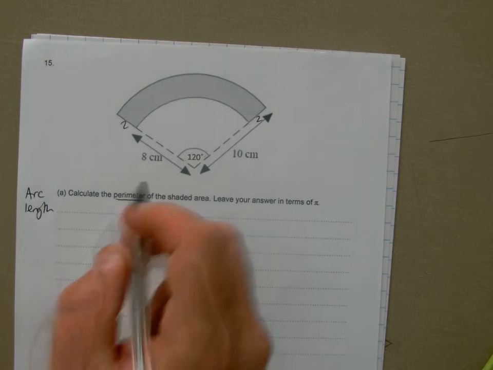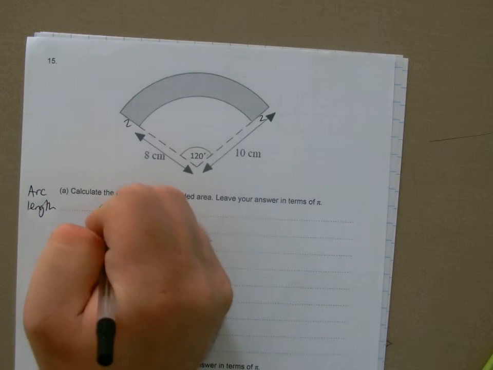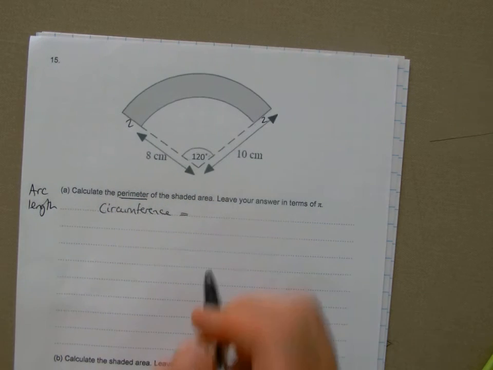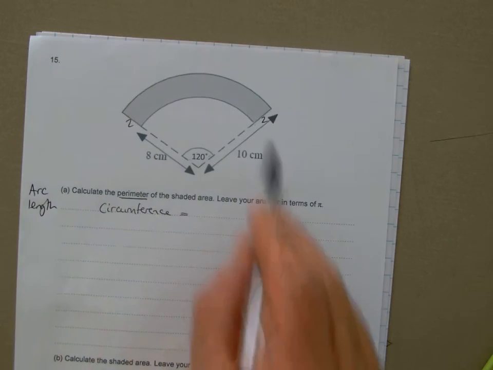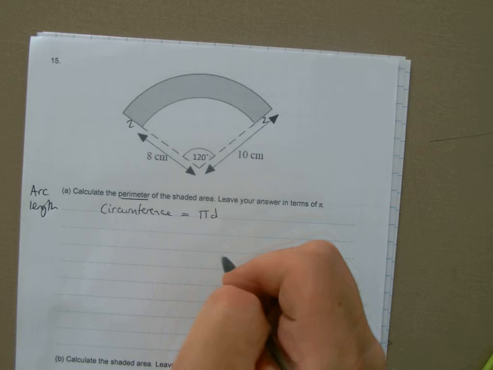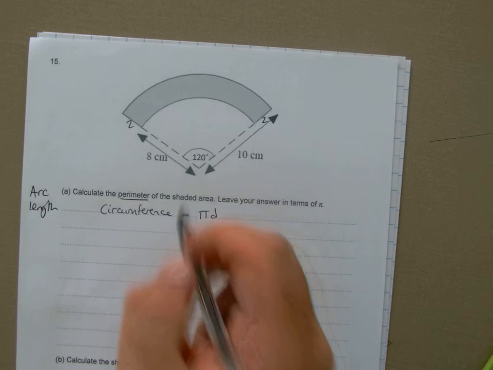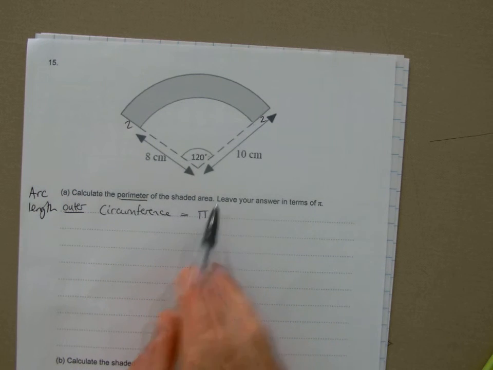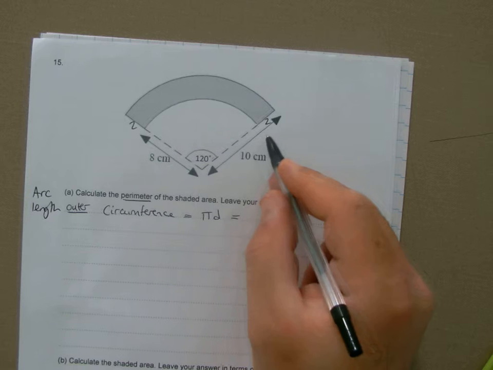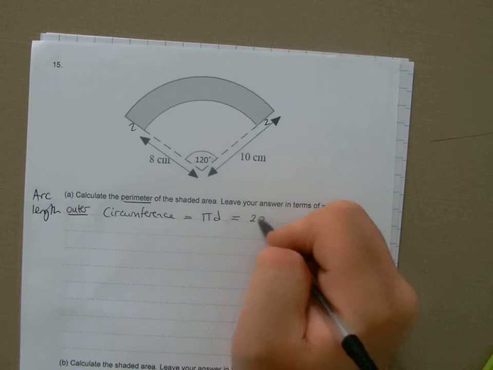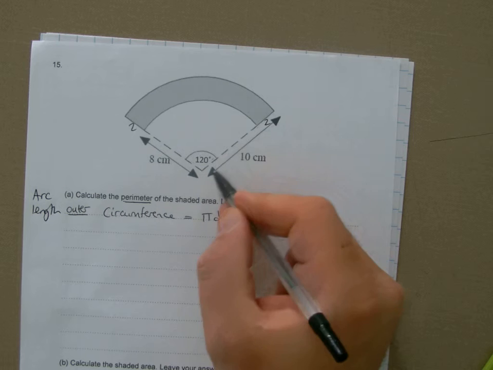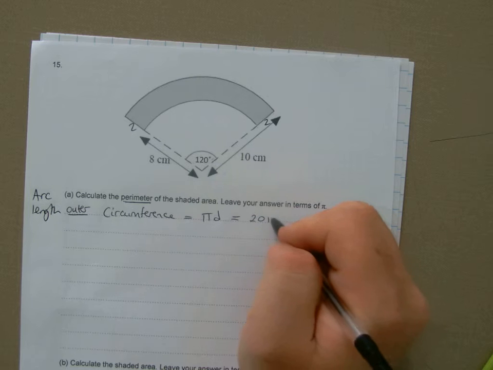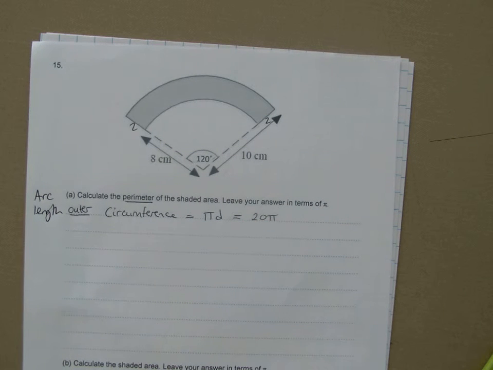To get the arc length, what I do to start with is I work out the circumference, so basically the distance all the way around the circle. The formula for the full circle is pi d. Let's focus on the larger circle first, the outer circle. The diameter for that would be 20, because 10 is the radius. So double it for the diameter, 20, and then times it by pi to get the circumference.